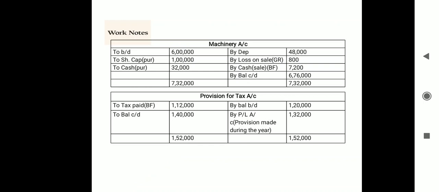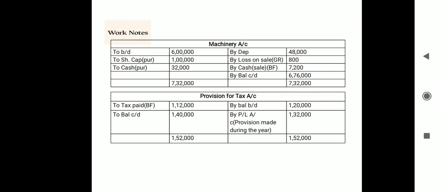So that is your cash. To cash 32,000. Then we had the information that depreciation was written off on the machinery, rupees 48,000. So by depreciation, 48,000. And then we had the information again about the loss on sale of machinery, which we have written off from the general reserve, but it is a loss on sale. So again we make the entry here also, 800. And then we had the closing one.